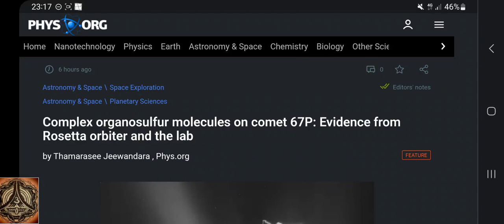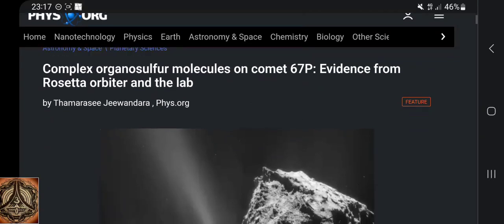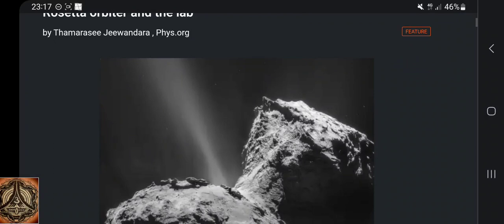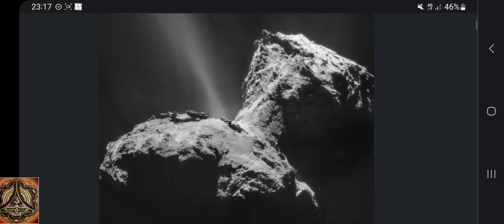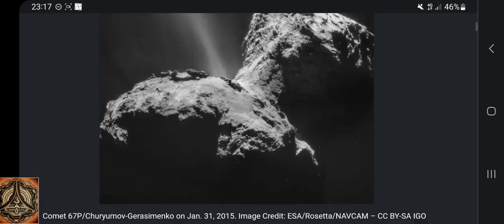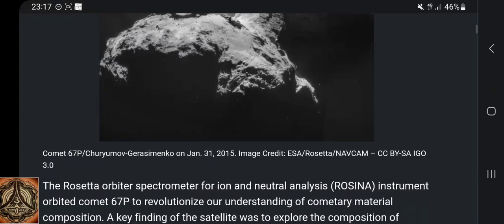Complex organosulfur molecules on Comet 67P, evidence from Rosetta orbiter in the lab. For those who know the Thunderbolts project, these pictures are very intriguing and revealing.